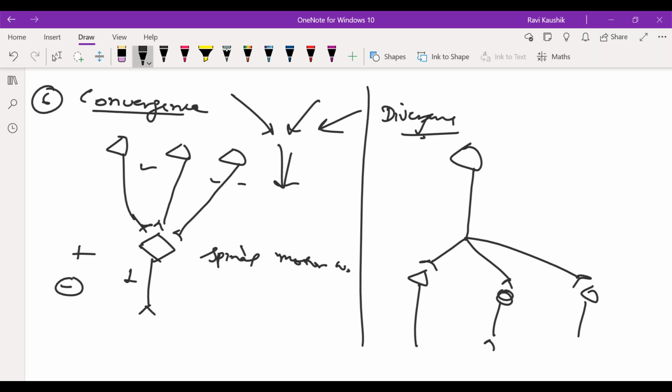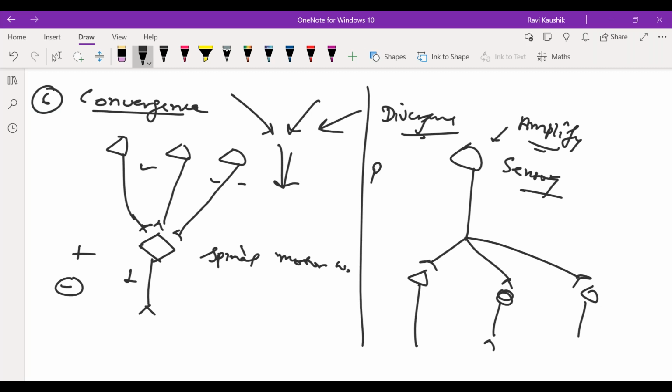So this is pretty common in spinal motor neurons, right? Sometimes the axon of the presynaptic neurons divides into many branches, as I told you, and this is happening in divergence. For example, sensory signals are relayed onto several regions of the brain. In sensory neurons, it's pretty common. And this arrangement will amplify the signal, right? This will amplify the signal.